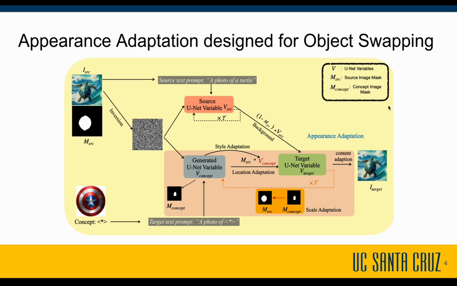We also designed a sophisticated appearance adaptation for this swapping process. For example, we designed a style adaptation, so as to keep the style in the original source image. Meanwhile, we extract the identity of the target and inject the identity into the source image to achieve the object swapping. Please refer to our paper for more details.